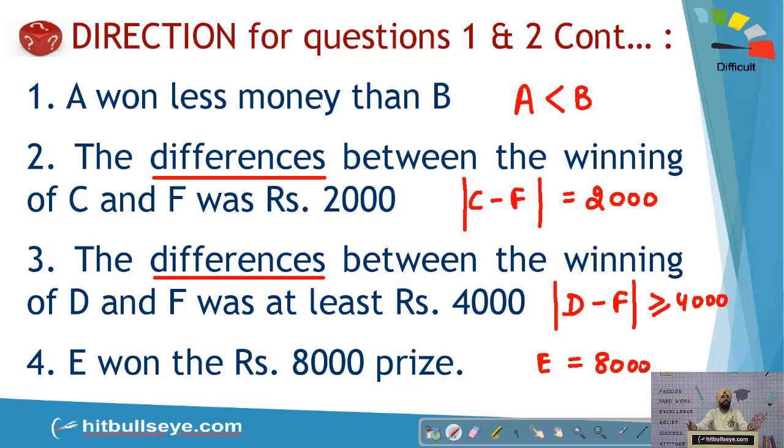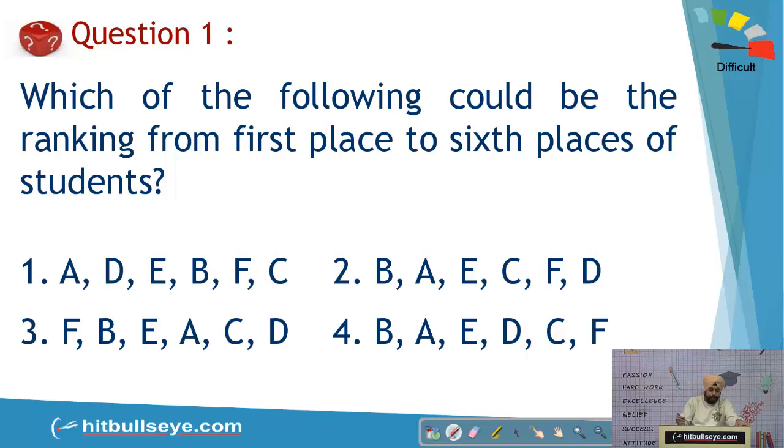C and F a difference of 2,000. So this means C and F must occur consecutively. So let's see on the basis of these two conditions first. C and F should occur consecutively, students. So that means option 3 cannot be our answer. And it was that A has to appear later than B. That means first option cannot be our answer. Now we are left with second and fourth option, students.